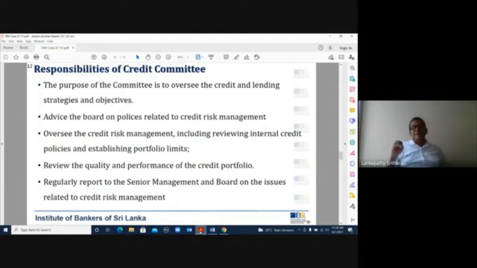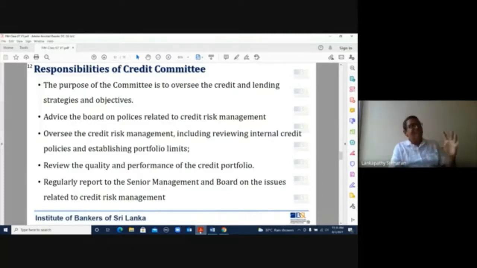They also oversee credit risk management, including reviewing the internal credit policies and establishing portfolio limits. Reviewing the quality and performance of the credit portfolio is also one of their responsibilities. Banks may have nice policies, but they have to be reviewed from time to time. This is one of the things we observe in banks. Otherwise, there is no point. So the quality and performance of credit policies has to be reviewed, as well as the credit portfolio.